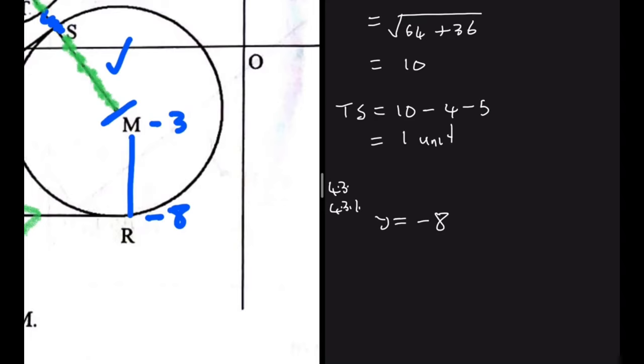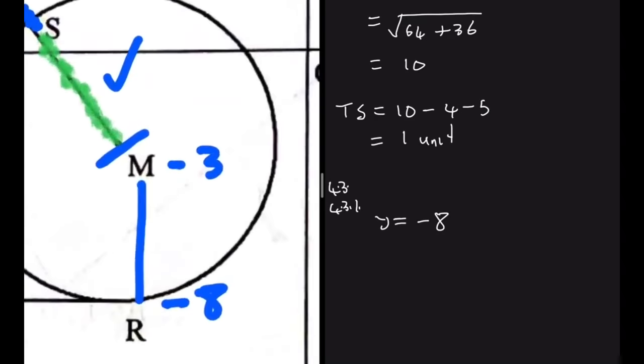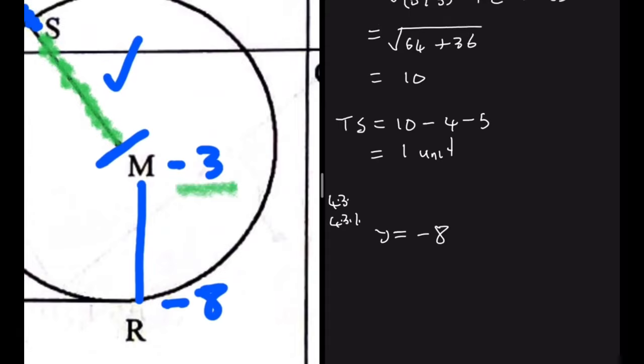Right. Moving forward, I think you can also take this x value and substitute it in the equation for that circle. You would get y equal to -8, and then have your tangent PR being equal to -8.